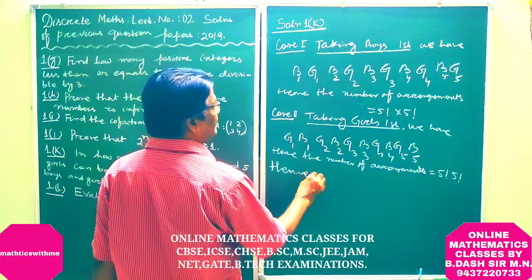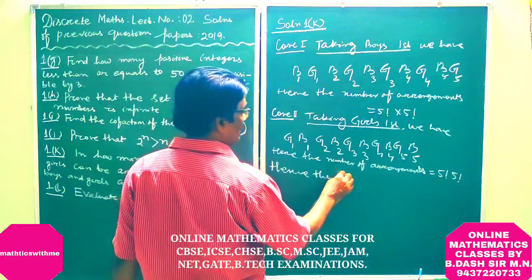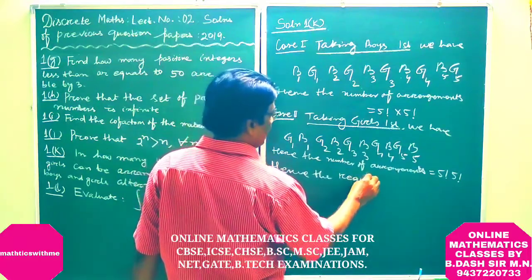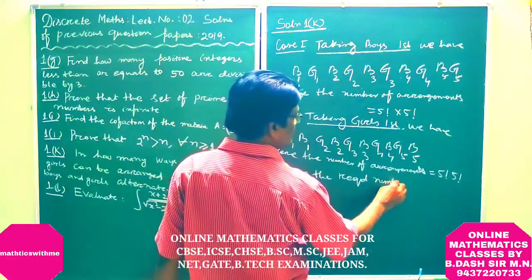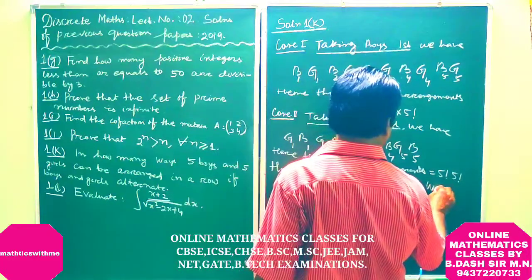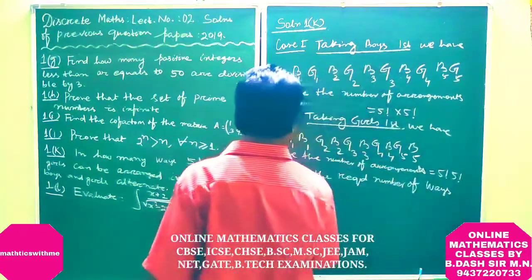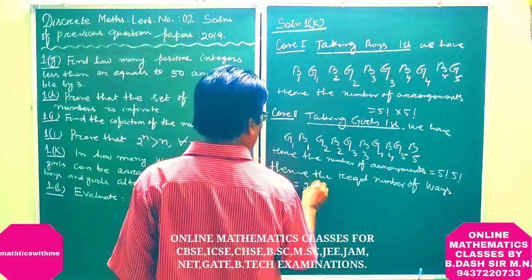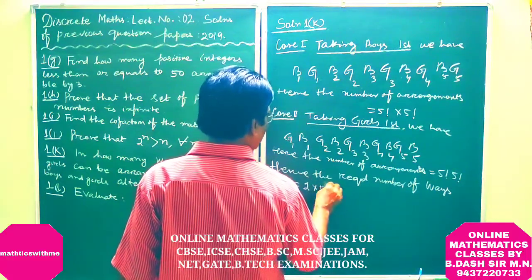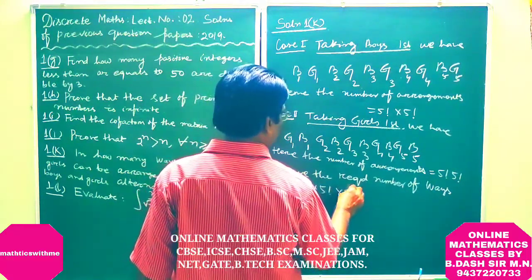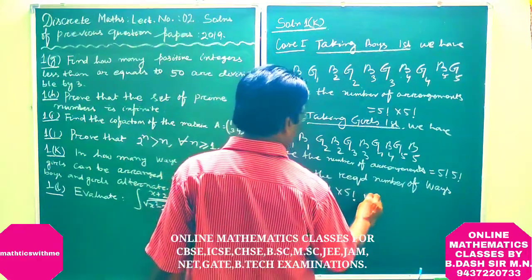Hence, the required number of ways is equal to 2 into 5 factorial into 5 factorial. Answer.